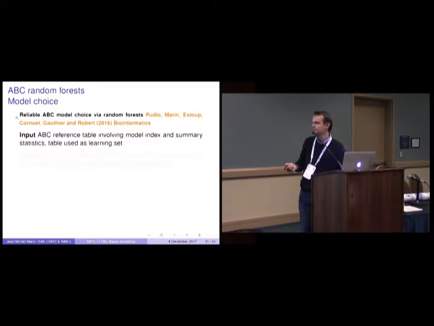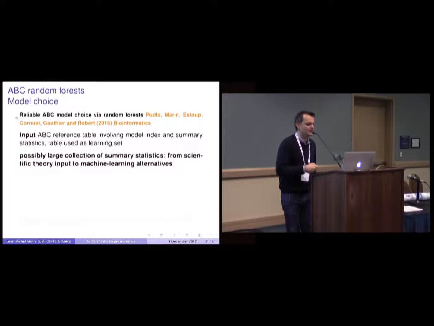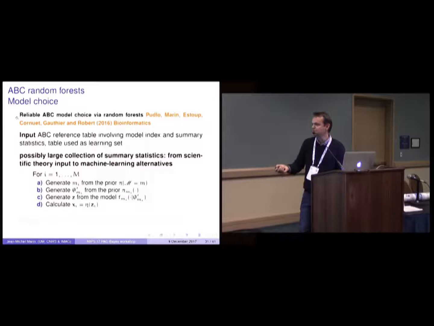So the input is a reference table involving the model index. So you have the model index and the summary statistics, and this is your learning set. So you have simulated your learning set. And the summary statistics are a large collection, from scientific theory input to machine learning alternatives. We use linear discriminant axes as summary statistics, we use the SVM classifier as summary statistics, a logistic regression classifier also. So we put all we can in the summary here. And then this is generated from this reference table where we get the model index and the summary. Okay? And the output is a random forest to infer the model.